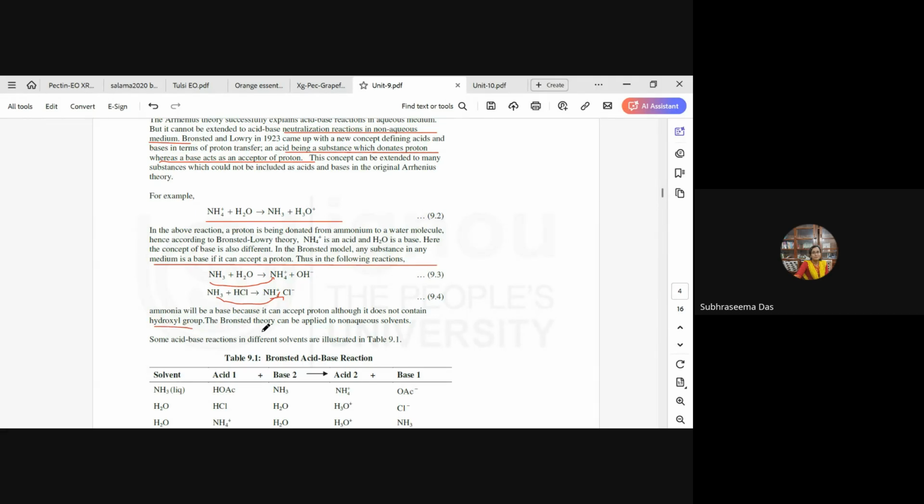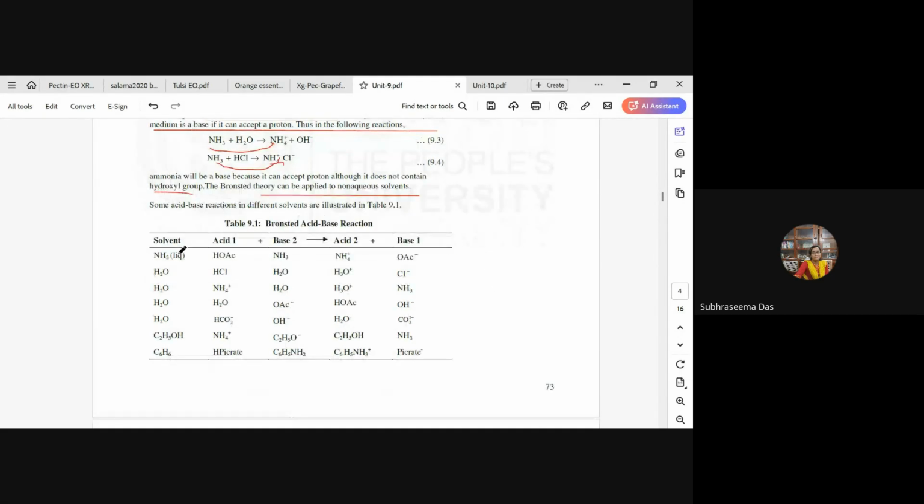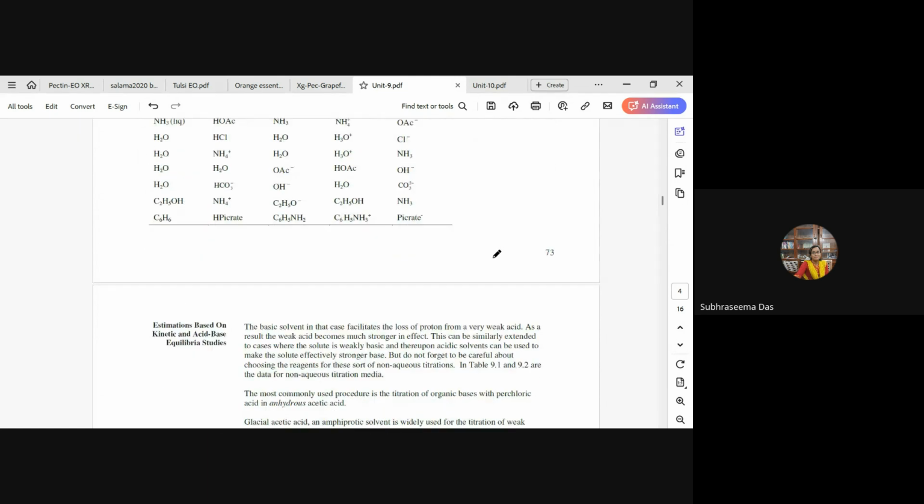So here it was shown that the Bronsted-Lowry theory can now be applied to non-aqueous solvents. Some of the acid-base reactions in different solvents as per the Bronsted-Lowry concept are illustrated here in table 9.1. In the first equation, the solvent is ammonia, acid 1 is acetic acid, base 2 is ammonia, and acid 2 is ammonium. The base 1 here is acetate ion. So this is how, in non-aqueous solvent, acid and base have been identified.